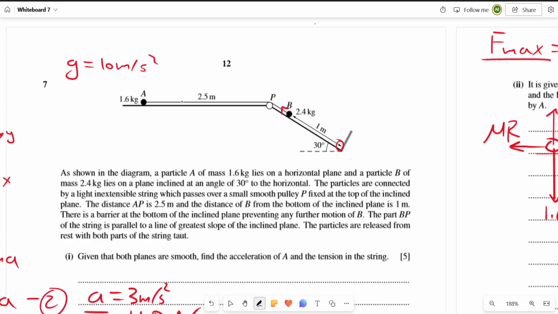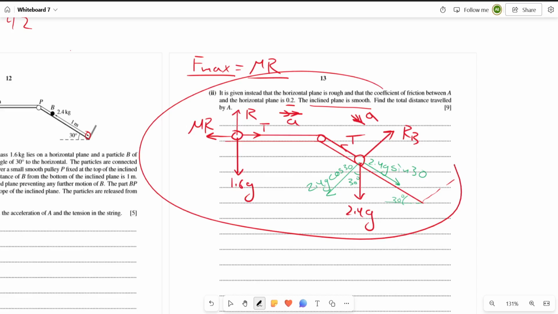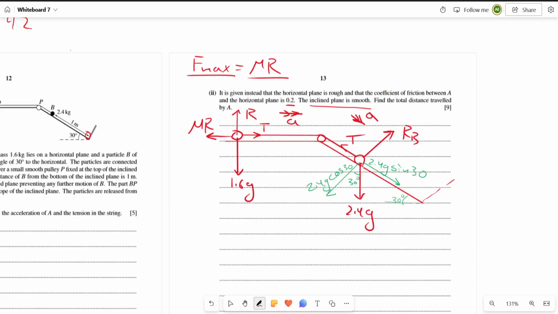So we had this tension that was pulling A, but once B hits the barrier, this tension on A is gone. So we need to divide our question into 2 parts. The first part was this part over here. So what can we get from this part?